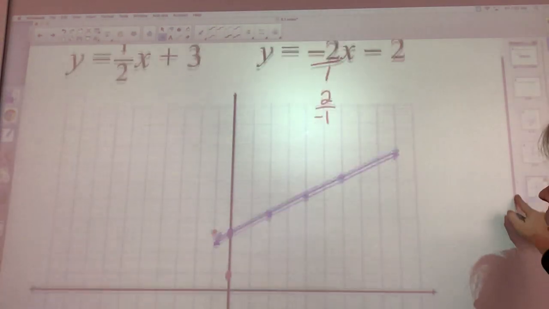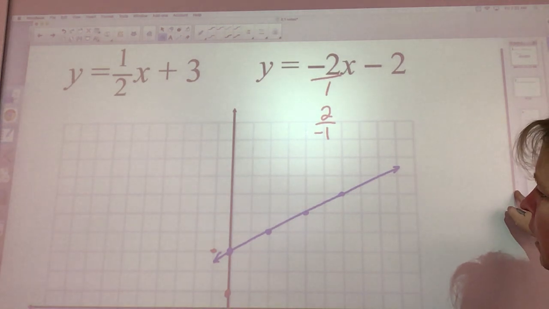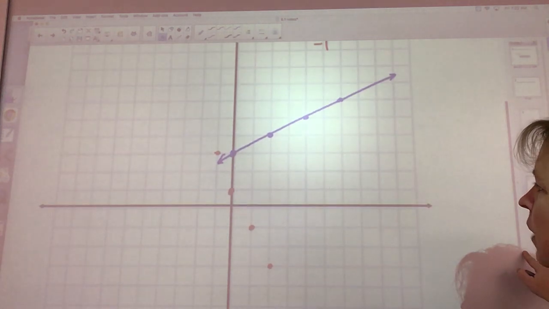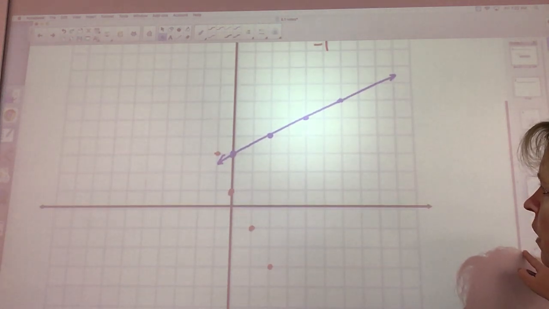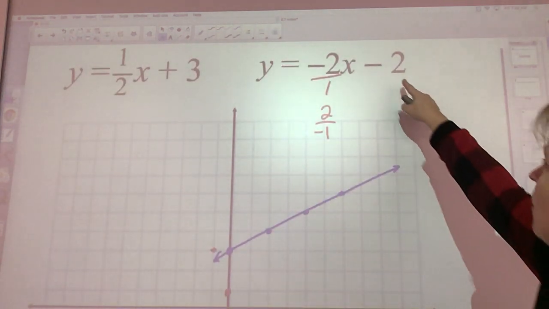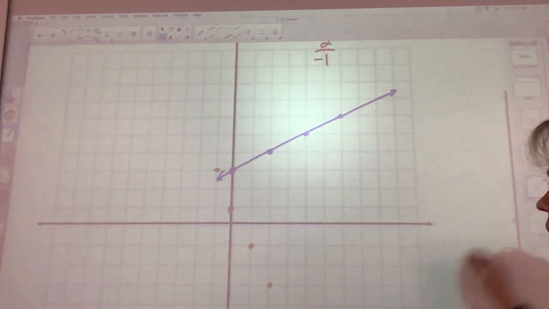Uh-oh. No, it's really not good. Did I make a mistake? Up 1 over 2, up 1 over 2. Yes, I did make a mistake. Why didn't you tell me? We were supposed to start down 2 and then go down 2 over 1.